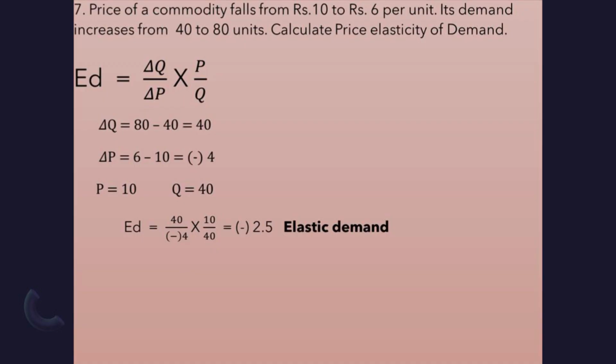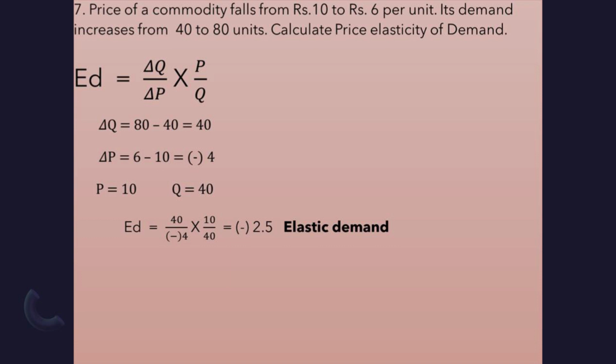And the last question for the session today: price of a commodity falls from rupees 10 to rupees 6 per unit. Its demand increases from 40 to 80 units. Calculate price elasticity of demand. In the similar process, we calculate delta Q as 80 minus 40, which gives you 40, because demand is increasing from 40 to 80. 40 is your Q1 and 80 is your Q2. Delta P is 6 minus 10, because the price of the commodity falls from rupees 10 to rupees 6. This rupees 6 is your P2 and rupees 10 is your P1. So 6 minus 10 gives you minus 4.